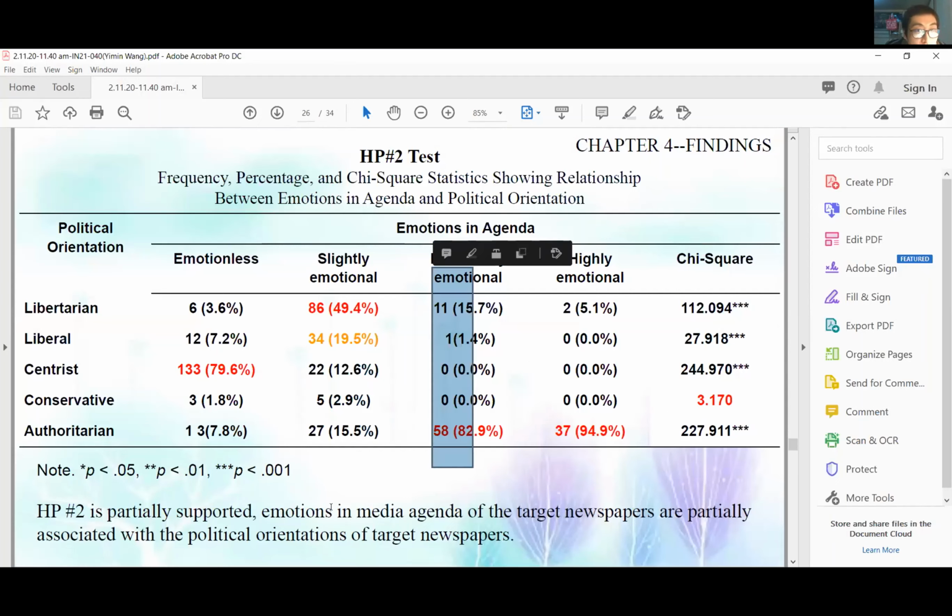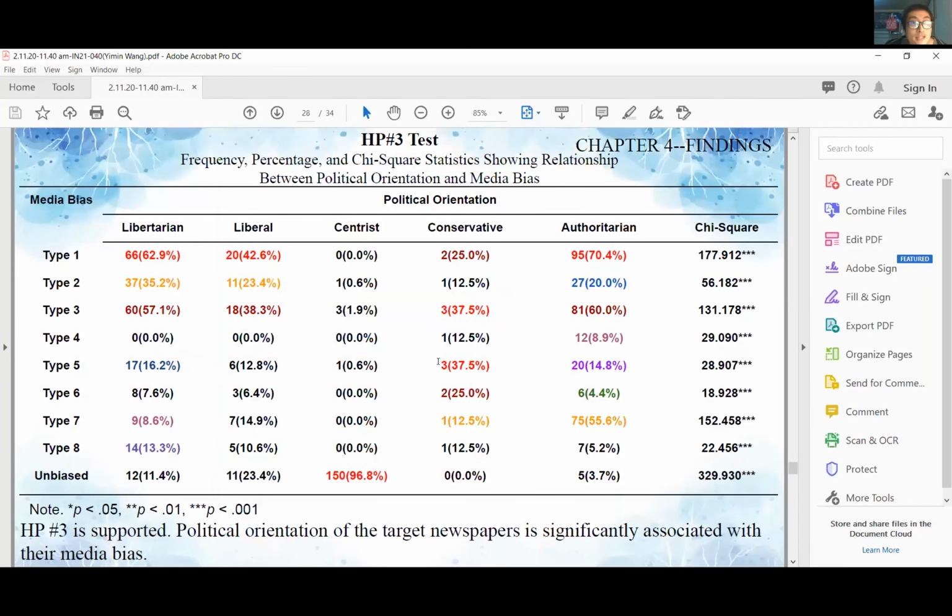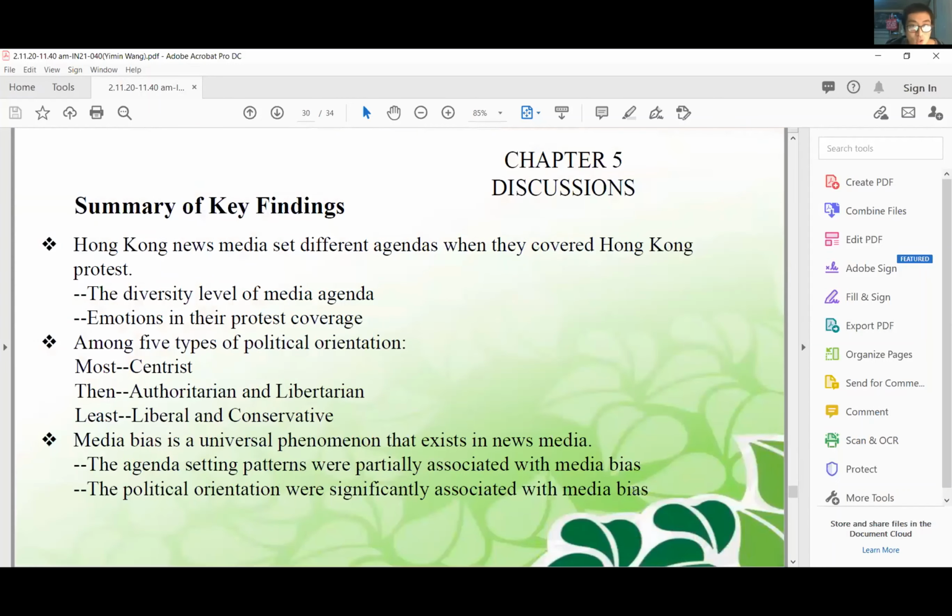Media political orientation and media emotions are partially associated. For hypothesis 3, we can see that political orientation and media bias are completely associated. They are significantly associated. So we can see the result.